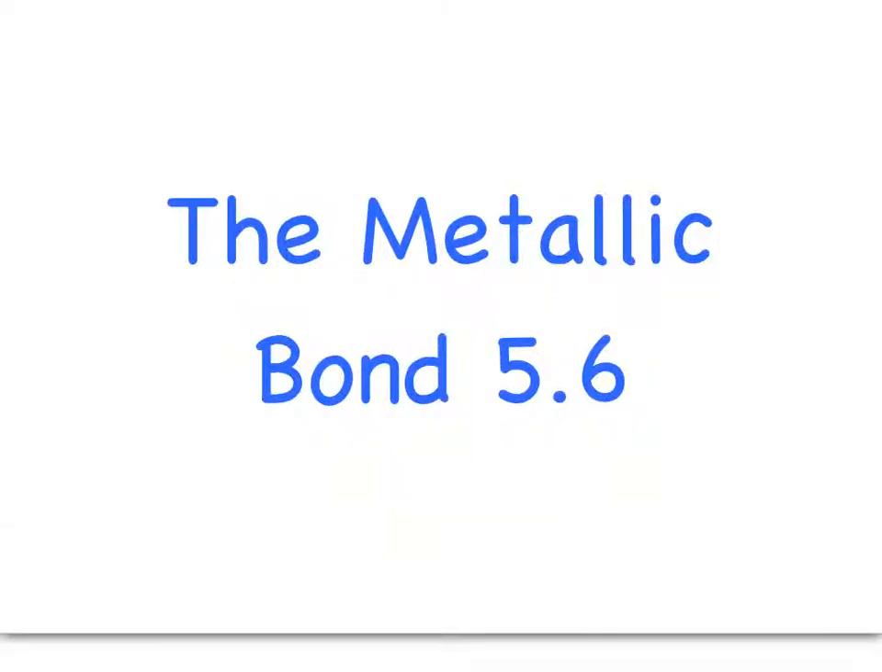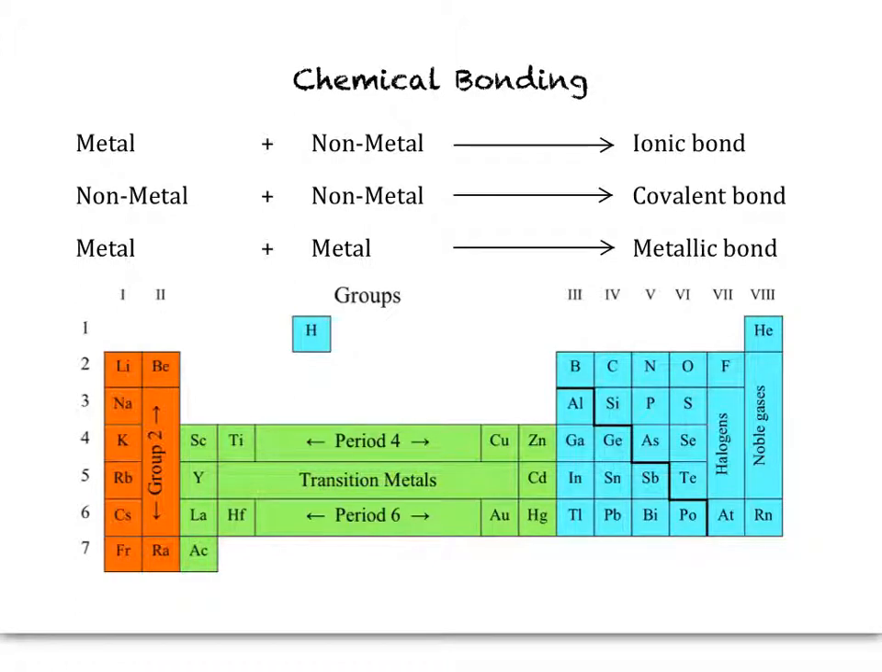The metallic bond 5.6. So far we have seen that a metal and a non-metal form an ionic bond. Two non-metals form covalent bonds. That just leaves metal with metal. Metal and metal form metallic bonds.